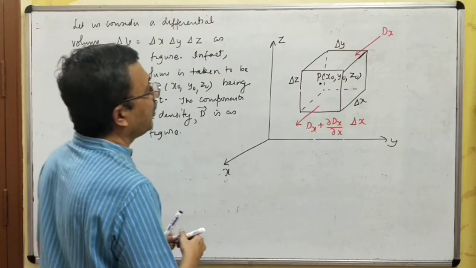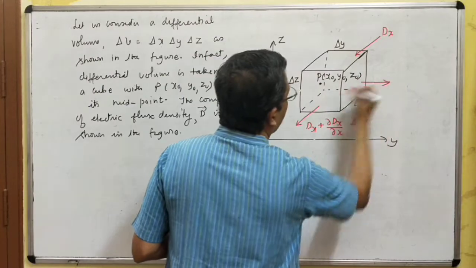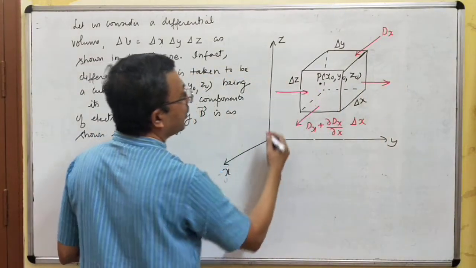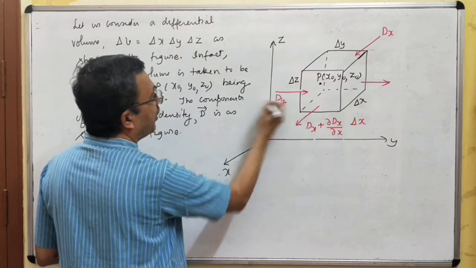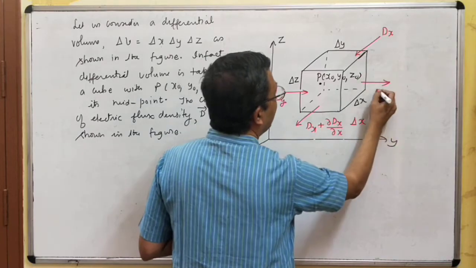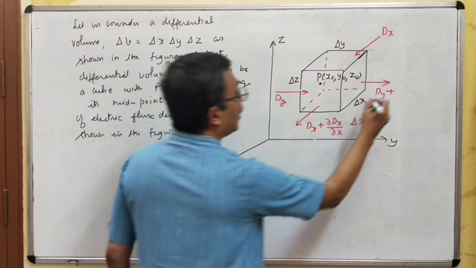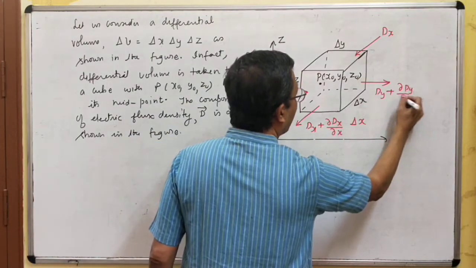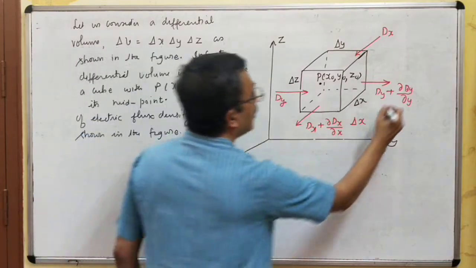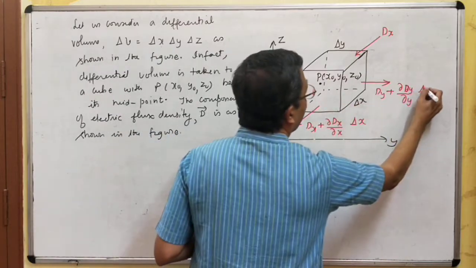Now I'll take the variation in y direction. This is flux density vector coming out. This is entering. Entering in the y direction is Dy. Coming out of the right face is Dy plus something. What is variation per unit length in y direction? It is dou Dy by dou y, the variation of Dy per unit length in y direction, multiplied by the distance between the left face and the right face. It is delta y.